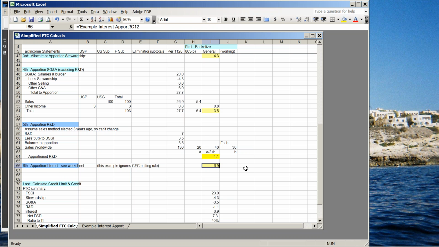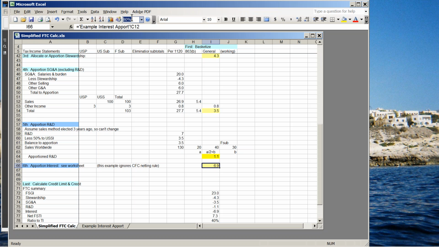I'm going to omit the discussion for the moment of how we apportion the interest expense. And there's a super simple version of that interest expense apportionment in the example that I'll send out as an Excel spreadsheet.